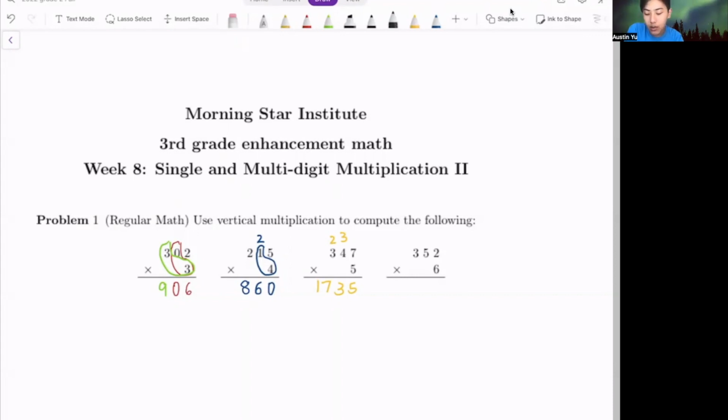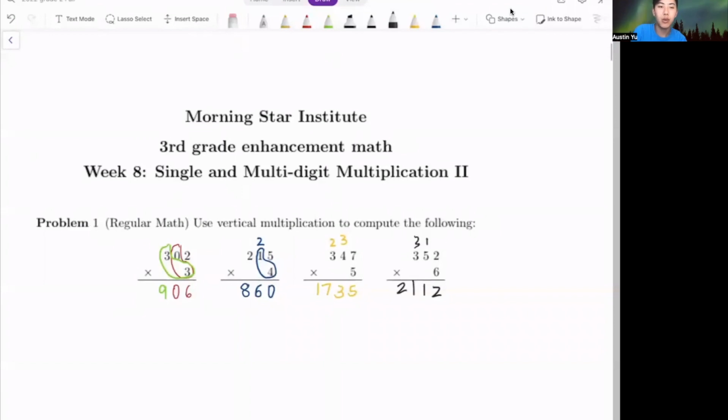2 times 6 equals 12. 5 times 6 equals 30, and then add the 1, which gives 31, carry over the 3, and finally 3 times 6 equals 18. 18 plus 3 equals 21. The answer is 2,112. And that is problem 1.